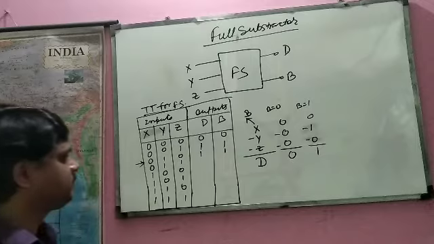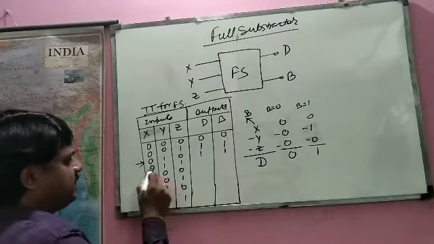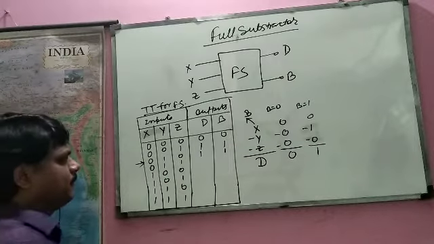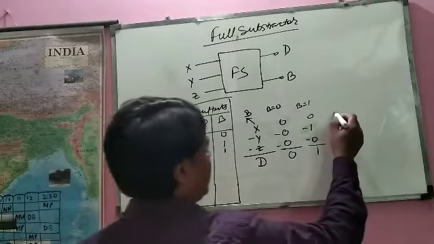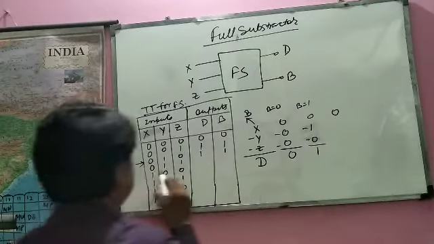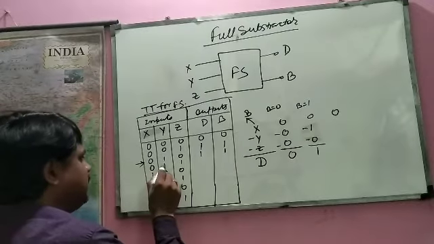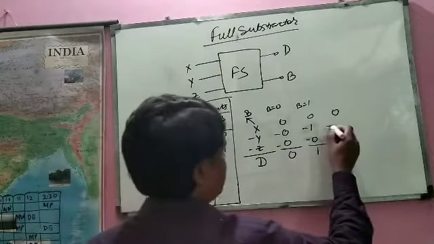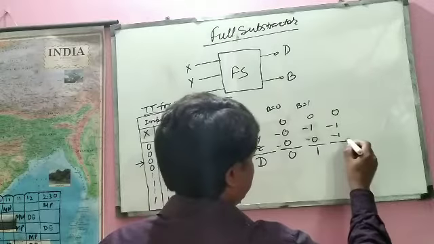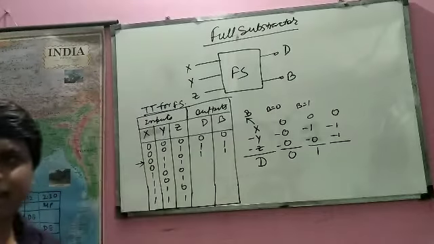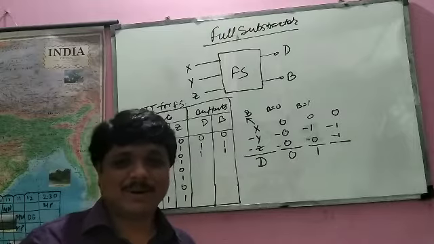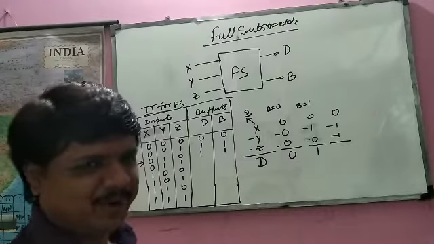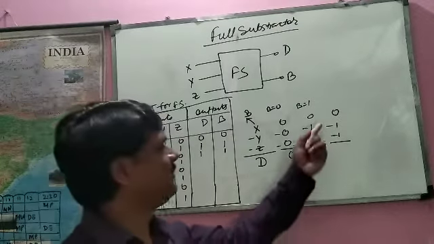Now we will take this value. This time we have to subtract 0 minus 1 minus 1. Minus 1 minus 1. Okay, this is interesting. Now we have to subtract two 1s from the 0. So what is the magic? Can you do it? Okay, I will tell you how to do it.